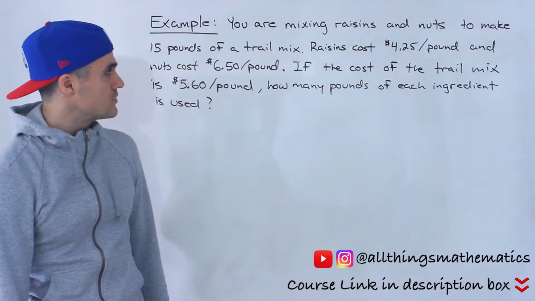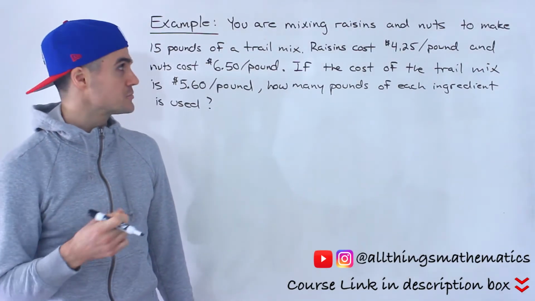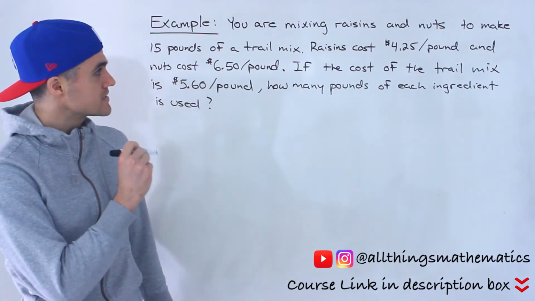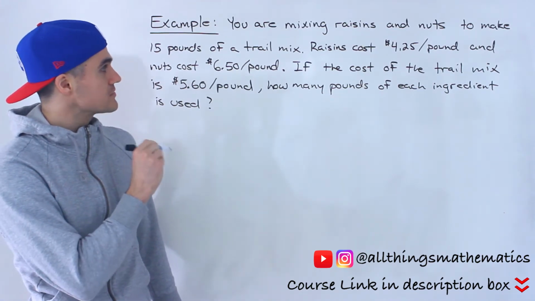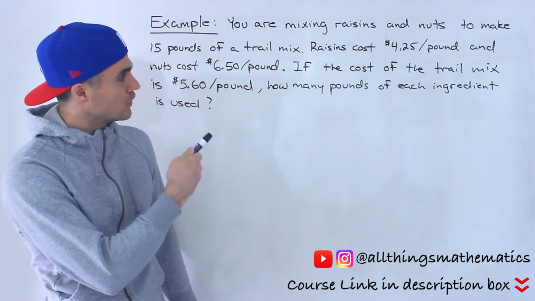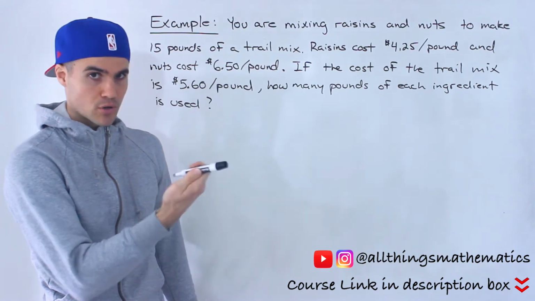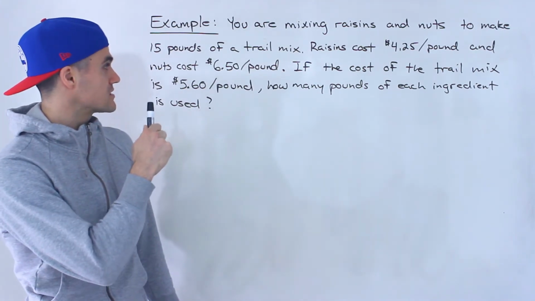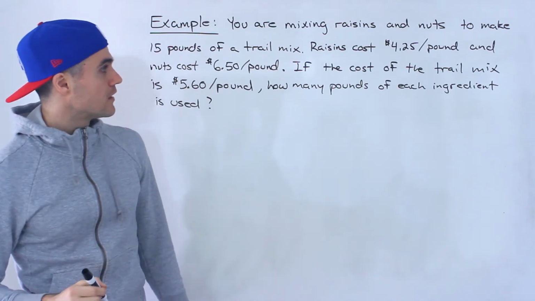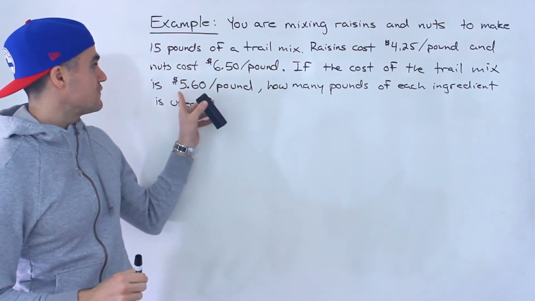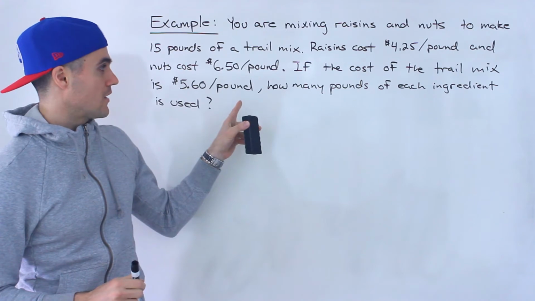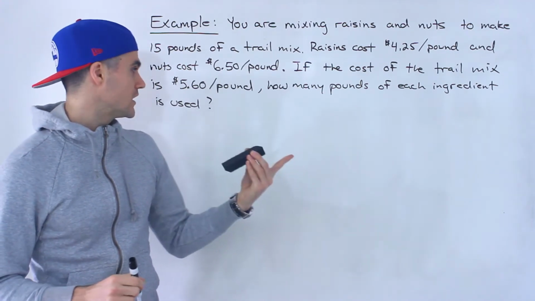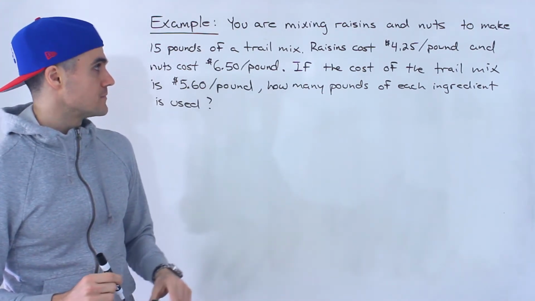Patrick here. Moving on to the next question, another linear systems word problem. So you are mixing raisins and nuts to make 15 pounds of a trail mix. Raisins cost $4.25 per pound and nuts cost $6.50 per pound. If the cost of the trail mix is $5.60 per pound, how many pounds of each ingredient is used?